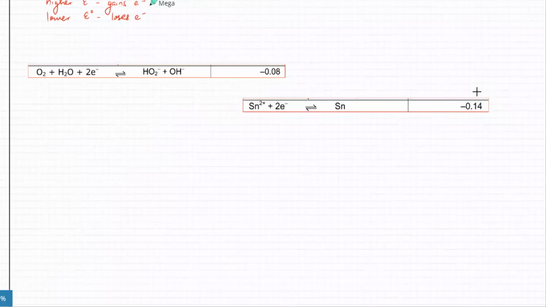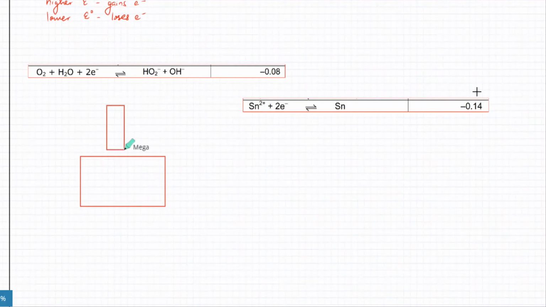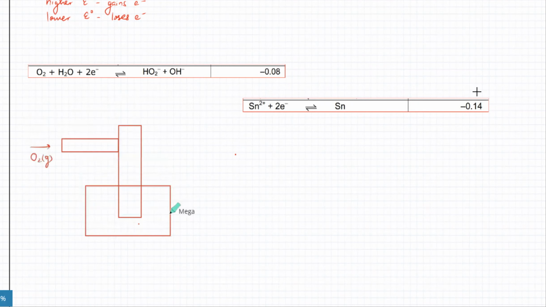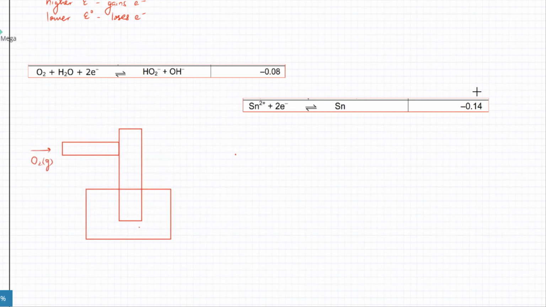First one, I'm just going to quickly draw the electrode on the left side. What is it? It contains oxygen gas, right? So oxygen gas must be in a gas jar, and this is where the oxygen gas is being pumped in. So this has O2 gas coming in. What kind of electrode would there be for this particular equilibrium?